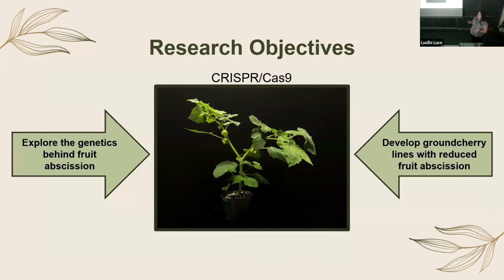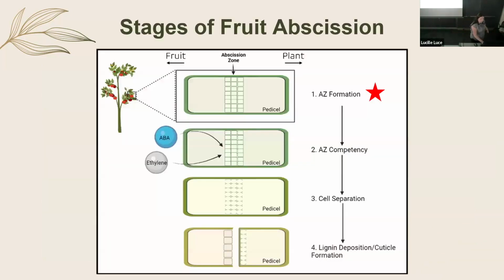Therefore, for my research, I am using CRISPR-Cas9 and Physalis grisea as my model species to explore the genetics behind fruit abscission, as well as trying to develop ground cherry lines with reduced fruit drop. There are 4 main steps of fruit abscission or fruit drop. However, the genetics behind each step is largely unknown.